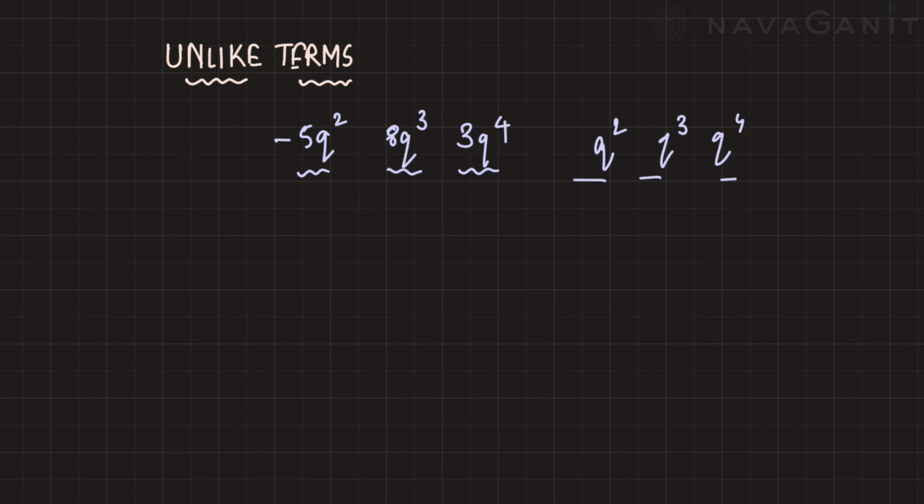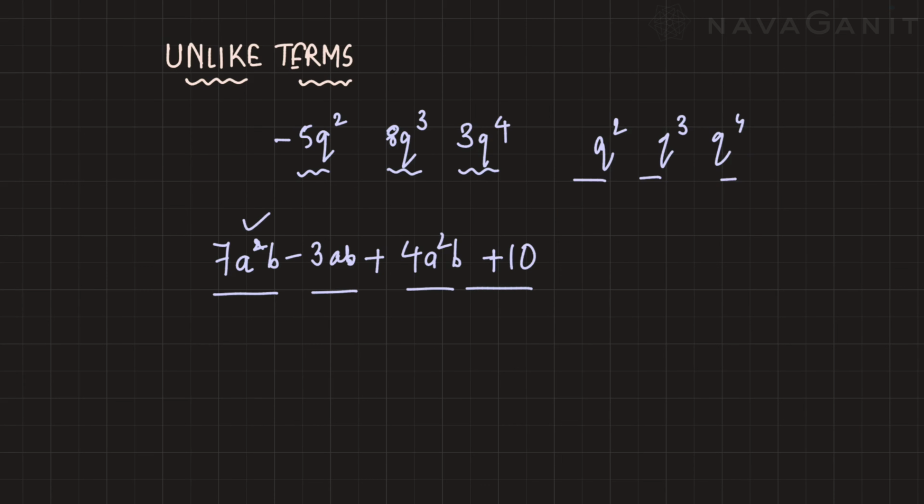Let us take up an example. Say we have 7a squared b minus 3ab plus 4a squared b plus 10. Now there are 4 terms in this expression. Each of these is a term: 7a squared b, minus 3ab, plus 4a squared b, and 10.